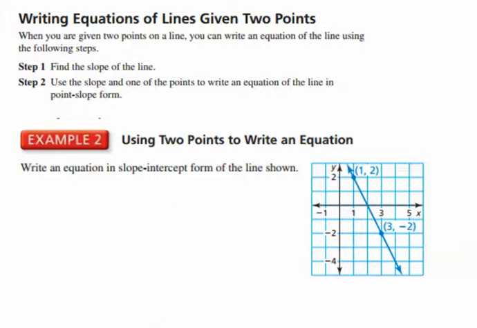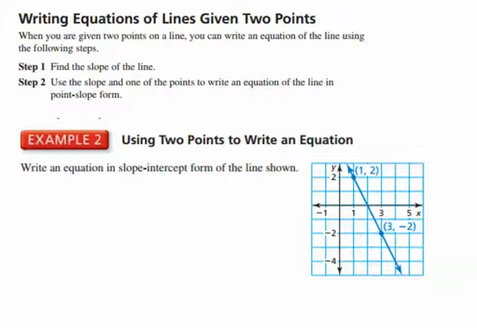Okay, in this next video, we're going to look at the example where we have 2 points on a line, and the first thing that we're going to do is calculate the slope of the line, and second, we're going to use the slope and one of the points to write the equation in point-slope form. But even more than that, after we write the equation in point-slope form, we want to simplify it down to slope-intercept form. So let's take a look at what that looks like.